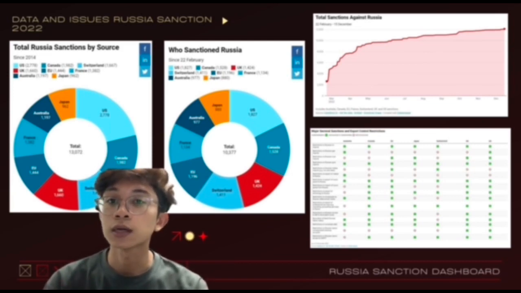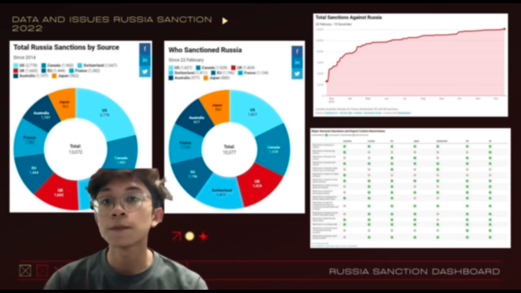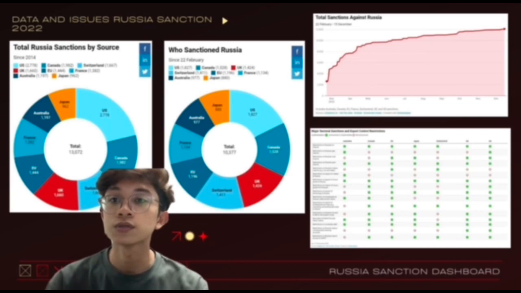We use the Castellum AI dashboard to track the consolidated Russia sanctions data. This Russia sanctions data is updated weekly. The data show a total of 10,377 sanctions on Russia. The US is the most that sanctions Russia, with a total of 3,072 Russian sanctions according to resources. The graph also shows the total sanctions increasing sharply from March to December 2022.